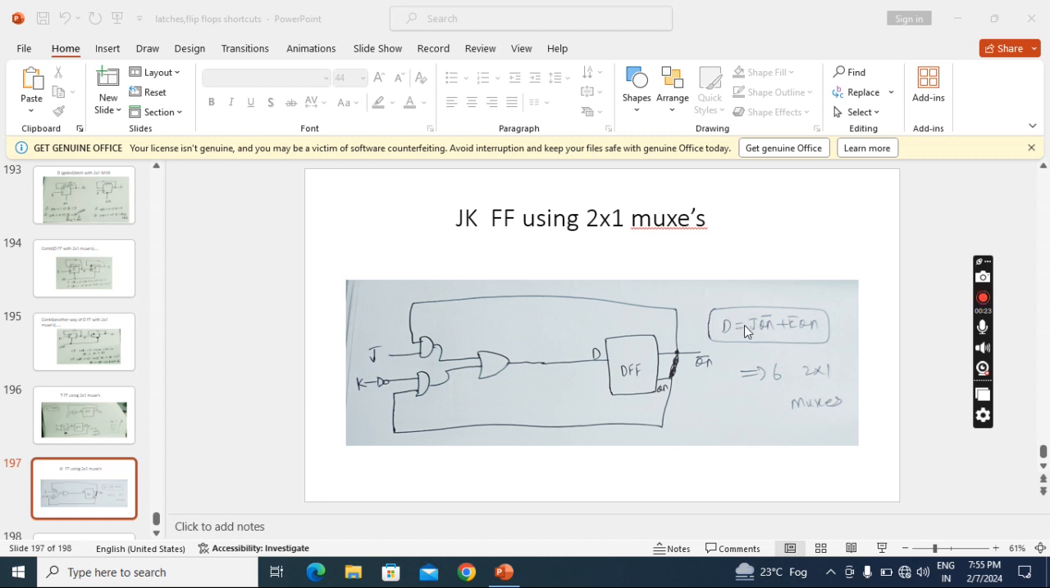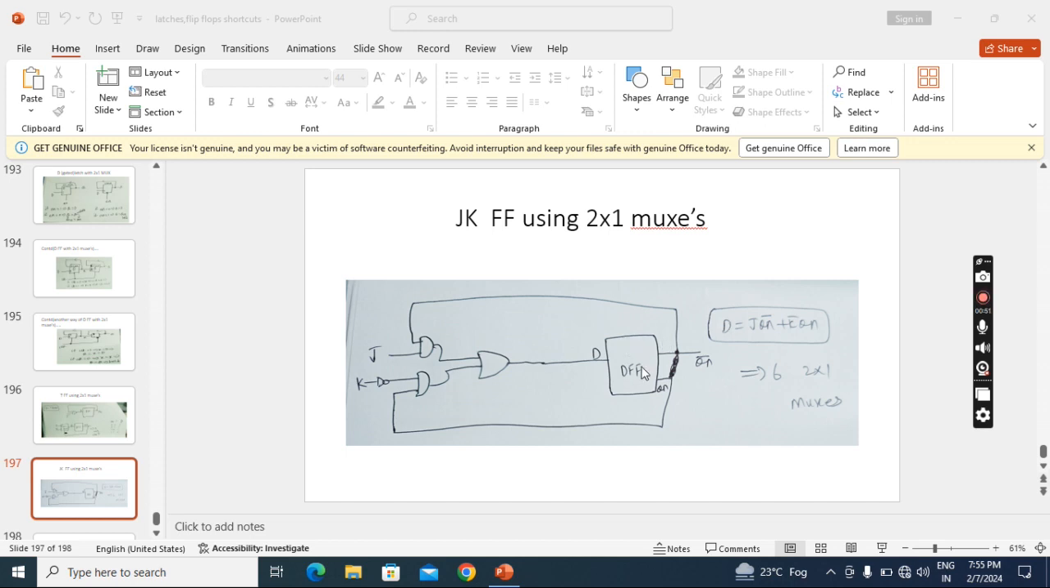This is the equation. Okay, so for this D, connect that equation. Now implement this inverter with MUX 2x1, these 2 AND gates with 2x1, this OR gate also with 2x1. So this is 1 2x1, this is 2nd, 3rd, 4 and it needs 2. Total 6 2x1 multiplexers we can get. Okay, this is the easiest way of implementation.